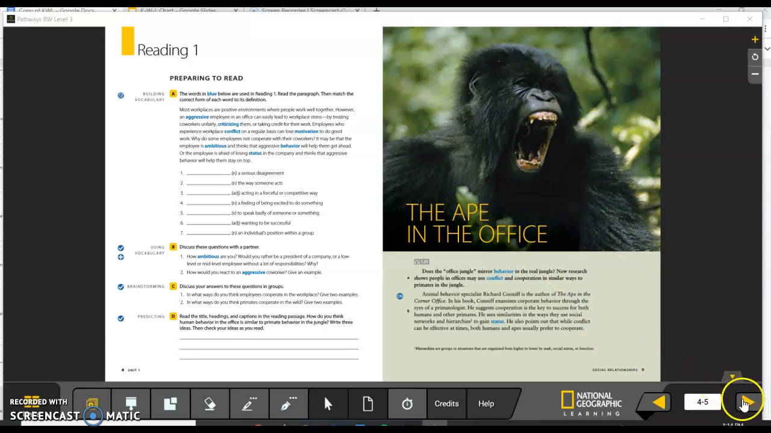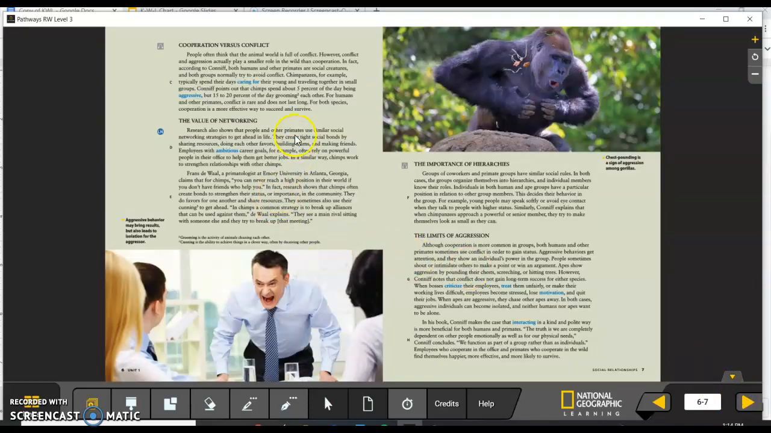Then we can actually go to the next page and we can see another picture of a person, a man yelling at other people. Maybe it's a boss or a manager. We can also see another picture of a gorilla here. Looks like he's touching his chest or pounding his chest. He looks like he's maybe excited or something.